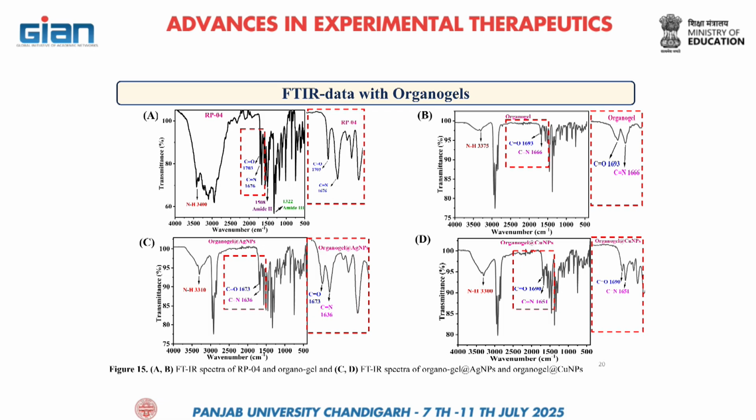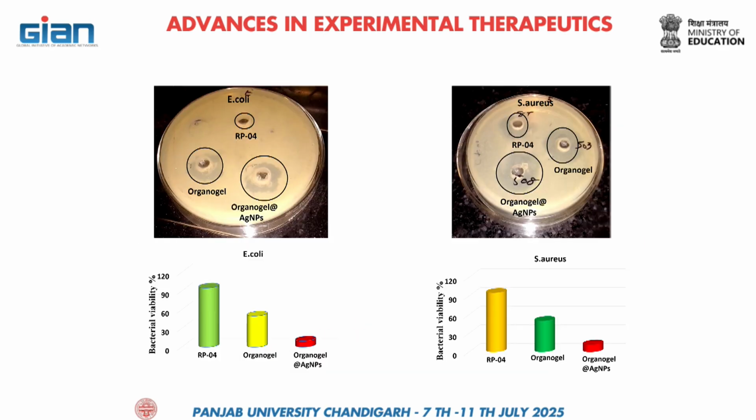So is there any molecular level interaction? Yes, we have molecular level interaction. RP4 means we have a pure molecule. You can see the carbonyl group is at 1703, and whenever it is converted to the organogel, the carbonyl group is shifted. It means there is some interaction in which this carbonyl group is participating. And again, when we interact with the silver, those carbonyl groups are responsible for interacting with silver or copper. So some reasonable supramolecular interactions are there.